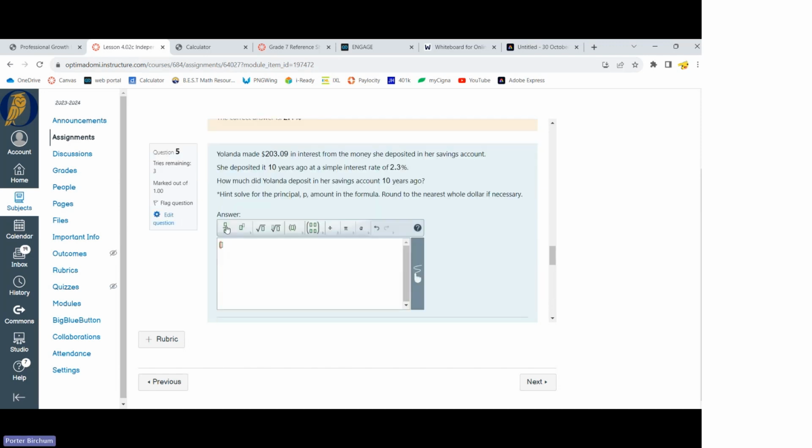Yay! All right, question 5. Yolanda made that much money in interest from the money she deposited in her savings account. So this was the interest. She deposited it 10 years ago, with a simple interest rate of 2.3%. How much did Yolanda deposit into her savings account? So it looks like we are solving for the principal, and we need to round to the nearest whole dollar.